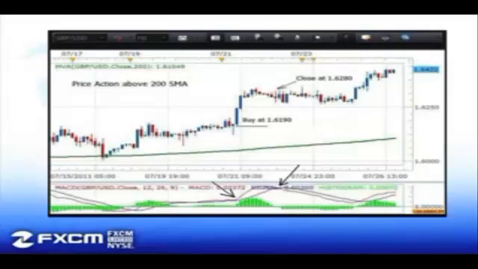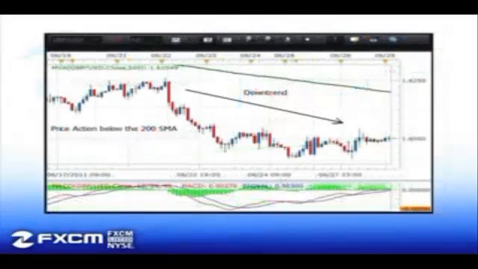So we'd enter here at 1.6190. MACD crosses over to the downside. We get out of the position at 1.6280. And in this situation, where I would have placed my stop is right below that wick right there. I love to see those long wicks because they're great for stop placement.